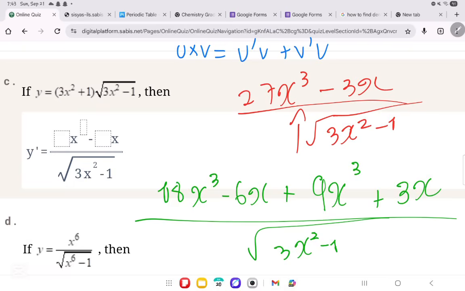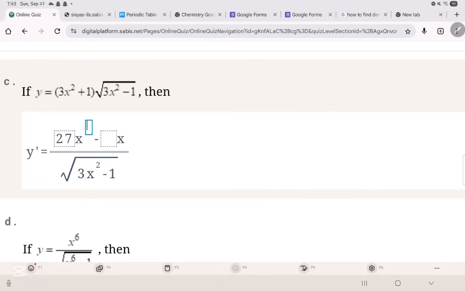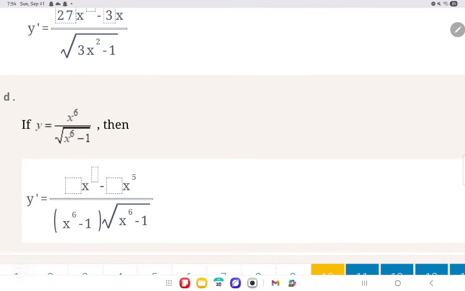Which is 27x to the power of 3 minus 3x over radical 3x squared minus 1. You can do it in two ways. You can do it u over v, u prime v minus v prime u over v squared. You can do it like this. But what I prefer to do is to bring this up, right?